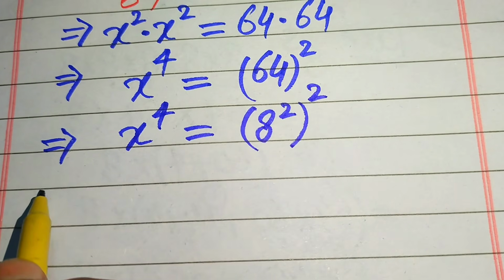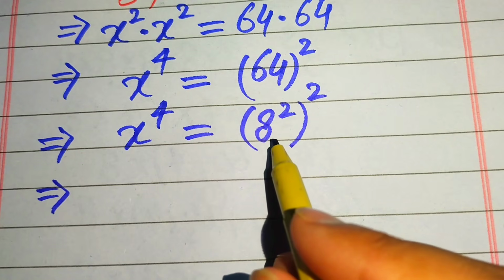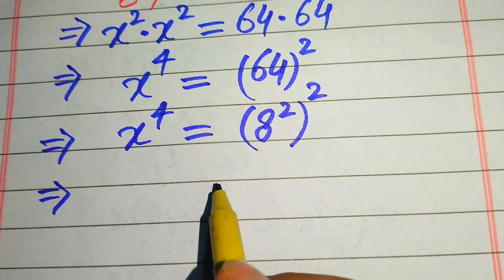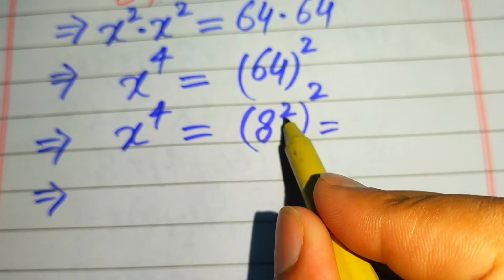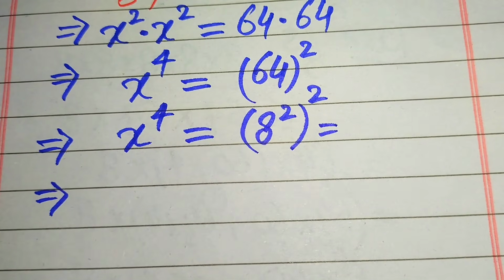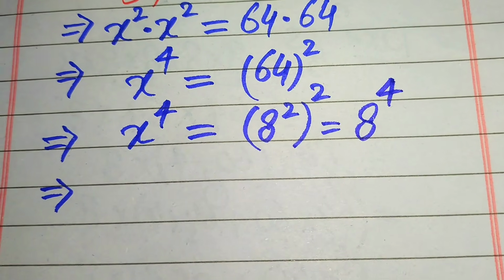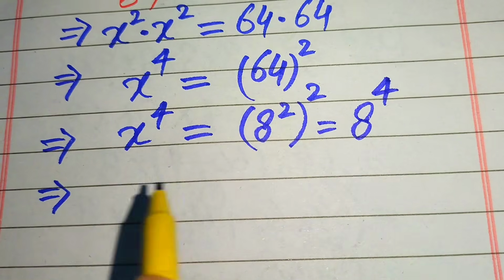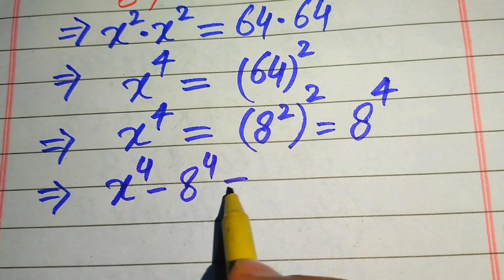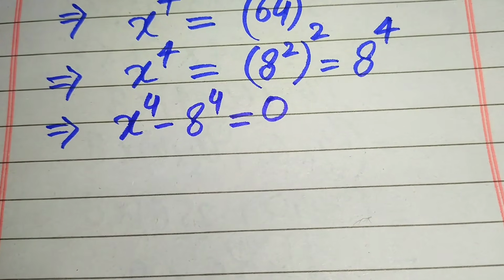And further in the next step we move the term 8 squared and its whole square to the left hand side. But we rewrite this as an exponent to an exponent, and we know that when we have an exponent to an exponent, these are multiplied by each other, and we get 8 to the power of 4. So now we move 8 to the power of 4 to the left hand side, and we get x to the power of 4 minus 8 to the power of 4, and this whole equation is equal to 0.